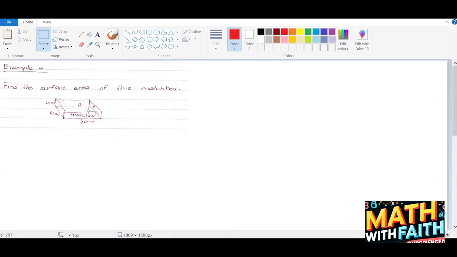So let's find the area of A. As I said, A is the top and bottom, right? So the top and bottom, this is 4 by 6 centimeters because that's a rectangle. So the area of a rectangle is length by breadth. So the area of A would be the area of a rectangle, which is length by breadth, which is 4 by 6. 6 fours are 24 centimeters squared.